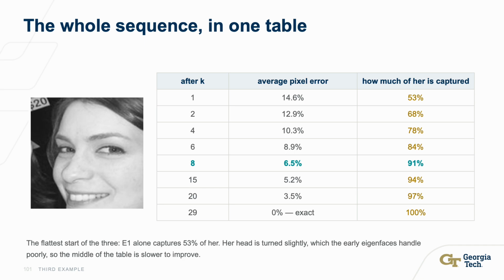Her head is turned slightly. The early eigenfaces handle head rotation poorly, so the middle of her sequence is slower than the other 2, even though the beginning was faster. The whole shape is the same in all 3 cases.